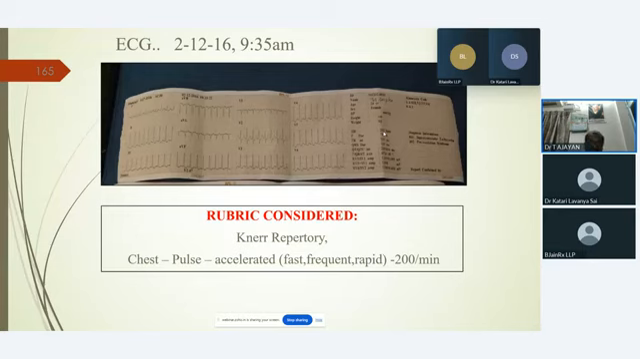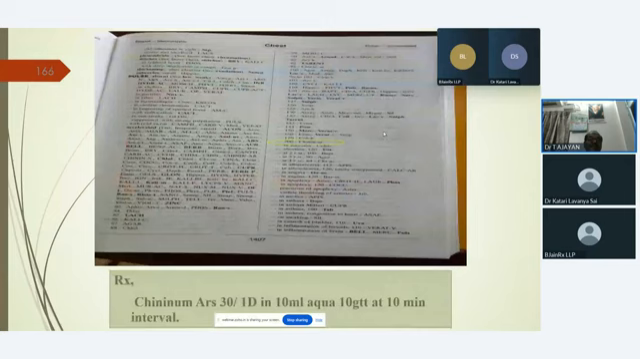Listen, in the Knerr Repertory, one medicine is mentioned there. Look here, this chapter. You start from 89, one medicine is there, 90, then 128, 130, 140, 143, 144, 150, 160. Listen, more than 200, one medicine is mentioned: Chininum ars. Just out of academic interest, I selected this Chininum ars for this lady.